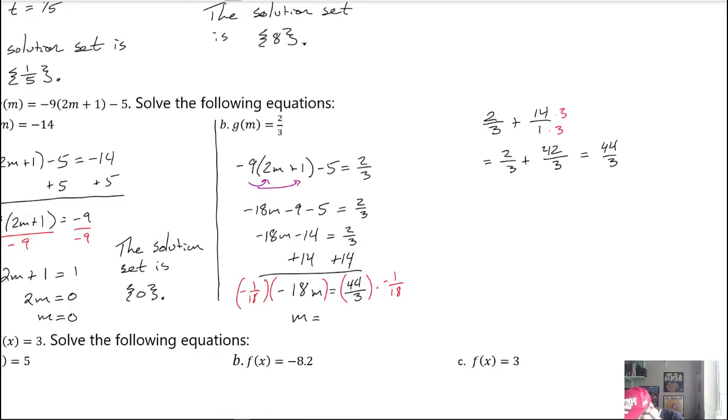So let's see. The 44 and the 18 can be reduced to a 22 and a 9 there. And so we'll get negative 22 over 3 times 9 on the bottom is 27. So I'll write the solution set is the set containing the number negative 22 over 27.